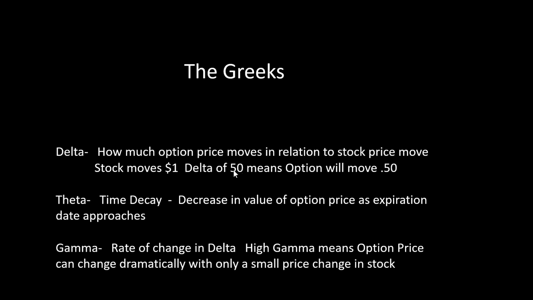But just know that the delta that you buy it at is going to tell you how much that option is going to move. Now the theta is the time decay, they call it theta. And this is the decrease in value of option price as expiration date approaches. And this is not a linear type of decay. Option premiums will drop much faster the closer you get to expiration date. When you're 4 weeks out, the time decay is going to be slow. When you get 2 weeks out, it's going to be faster. When you get 3 days out, it's going to be extremely rapid.